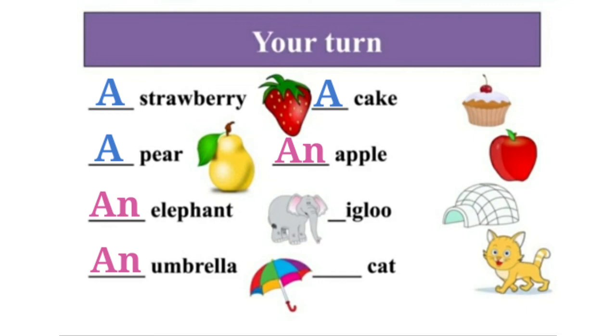The next word, igloo. Tell me which article we should use. Very good. An igloo. The last word, cat. Now children, tell me which article we should use. That's right. A cat.